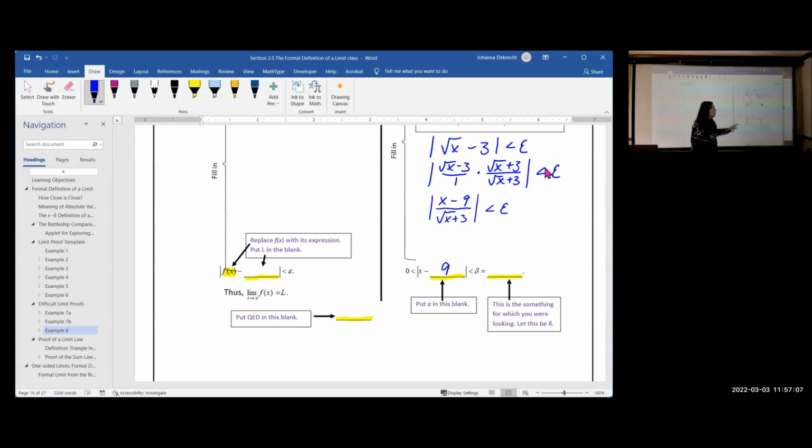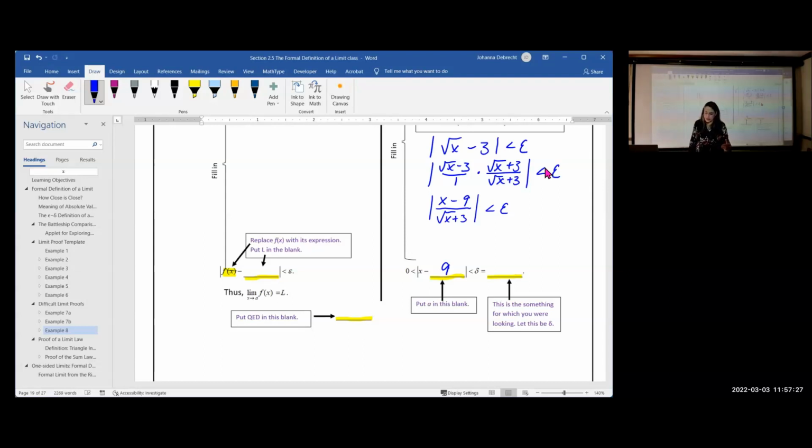Well, that would be when x is 0, right? Which isn't close to 9 at all. But that would make this denominator as small as possible. This is the square root of x, and the smallest it can possibly get is 0. The smallest denominator is then 3.